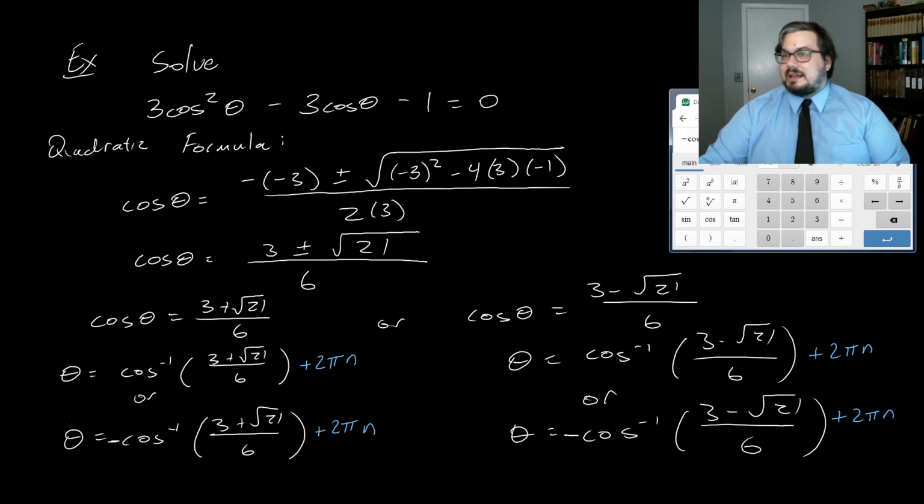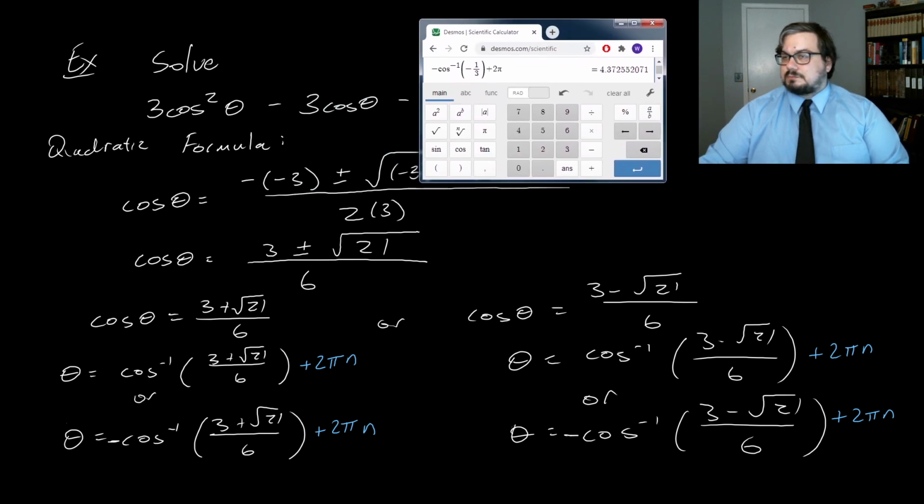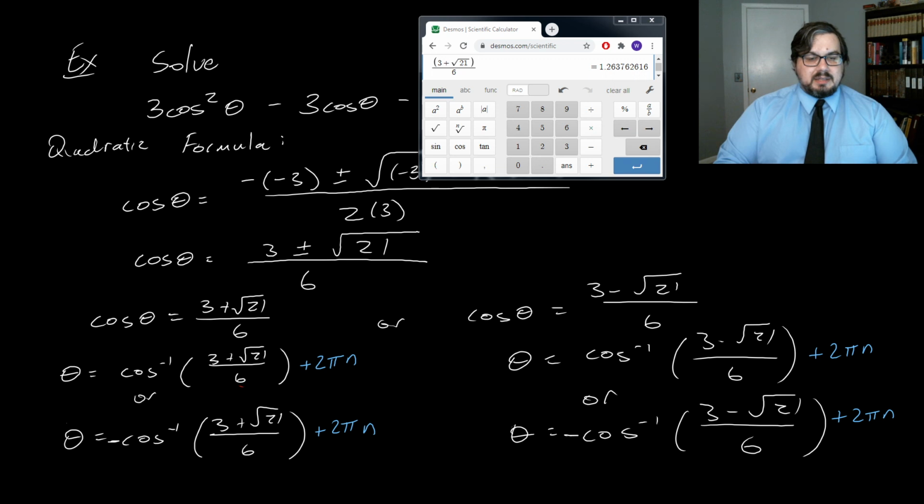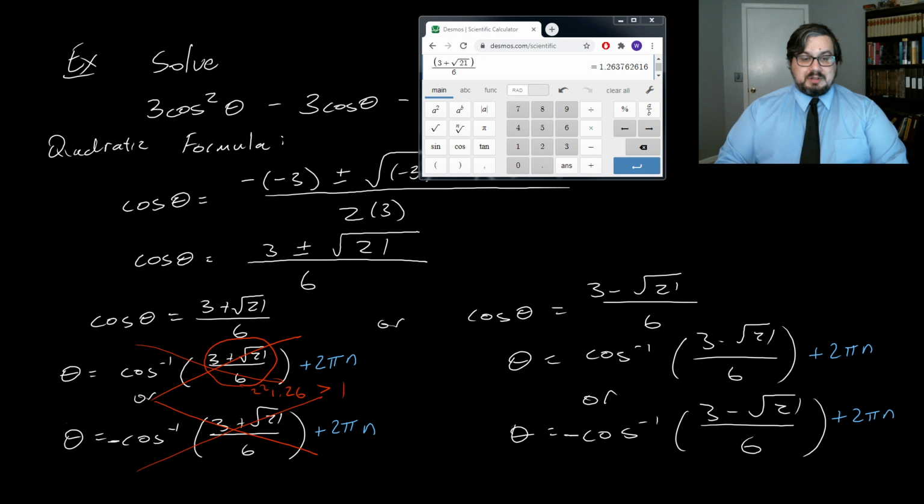Oh, and I just realized that I was blocking that part of the page with my calculator. Sorry about that. Let me pull that up here. Looking at this, if I do 3 plus the square root of 21 over 6, notice that this right here is approximately 1.26. In particular, it's greater than 1. That means that inverse cosine of this number is not defined. So we actually get no solutions out of these two equations here, or these two solution sets here.